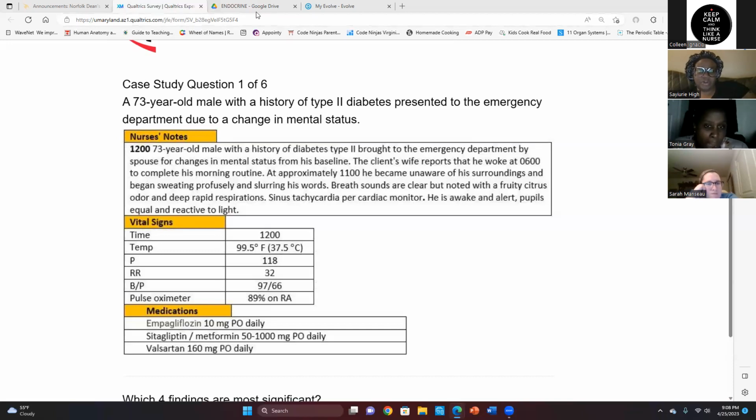Sinus tachycardia per cardiac monitor. He's awake and alert, pupils equal and reactive to light. Vital signs at 12 o'clock: temp 99.5, pulse 118, respirations 32, blood pressure 97/66, pulse ox 89 on room air. Medications: 10 milligrams by mouth daily, and metformin 500 to 1,000 milligrams by mouth daily. Valsartan 160 milligrams by mouth daily.